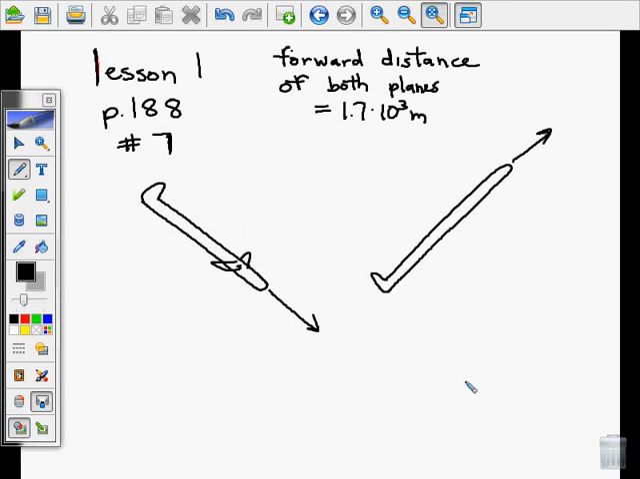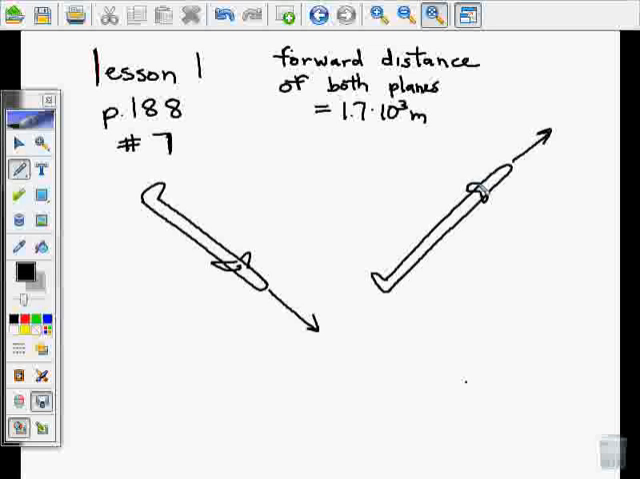Lesson number 1, page 188, number 7. You have a plane that's climbing up on the right and a plane that's headed down on the left. And basically you're going to be calculating the difference in the amount of work done on each of these planes.